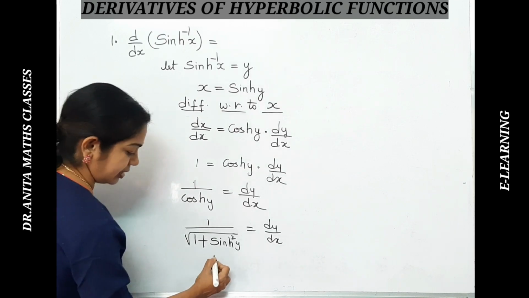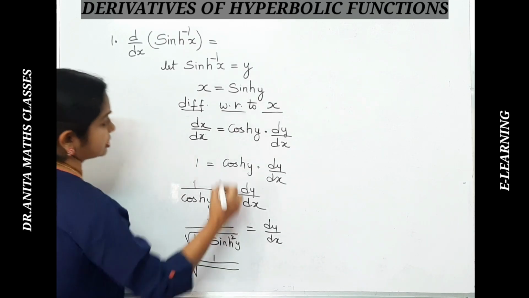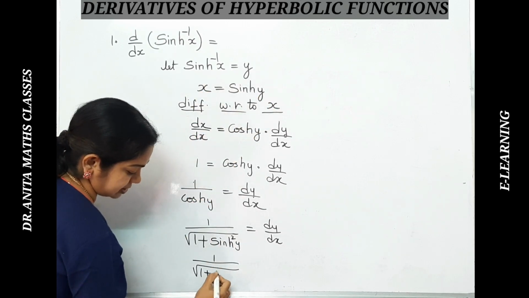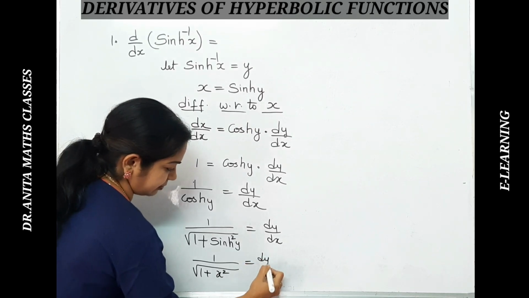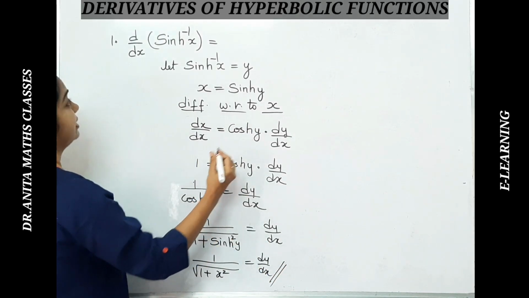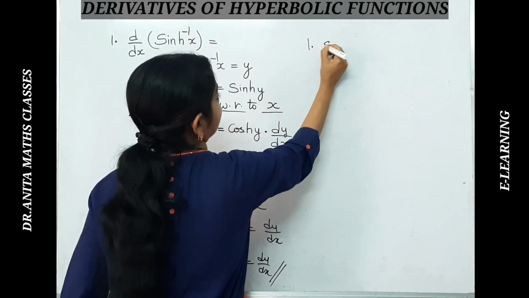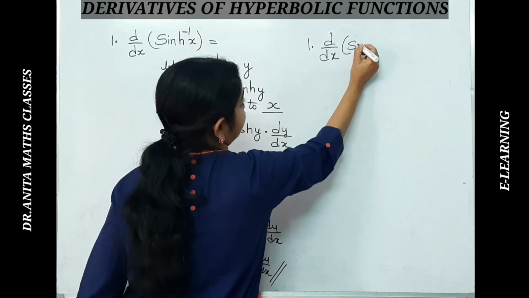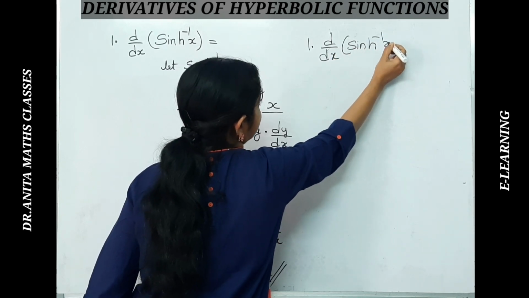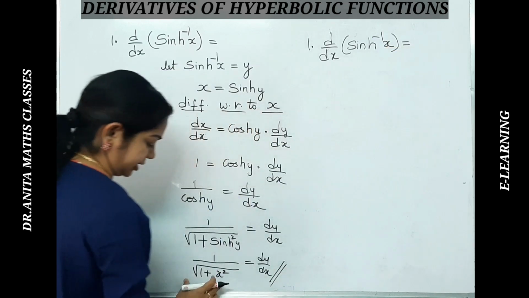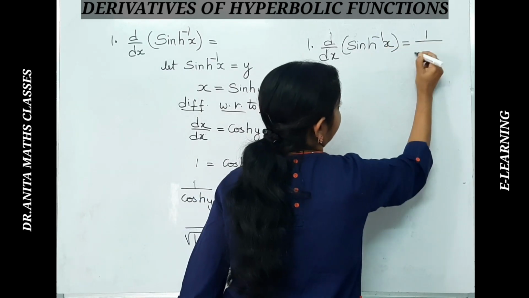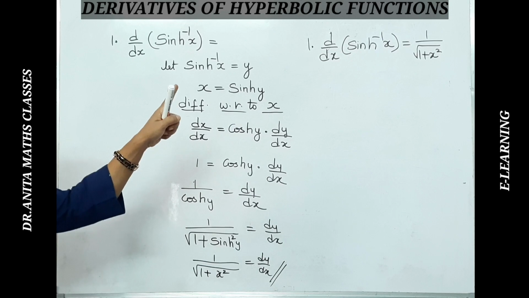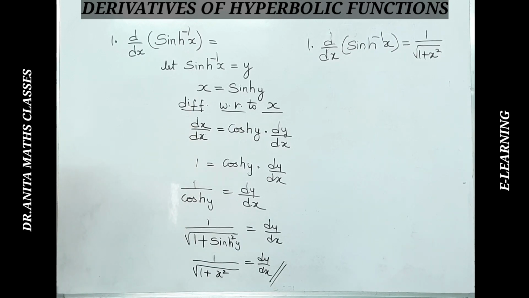So dy by dx is equal to, again we can write this as sin h square of y, and here sin h of y is x. So this is x square. So this becomes dy by dx. That means the derivative of the inverse hyperbolic sine function, we got it as 1 by under root of 1 plus x square. So this is the derivative of the sine inverse hyperbolic function.